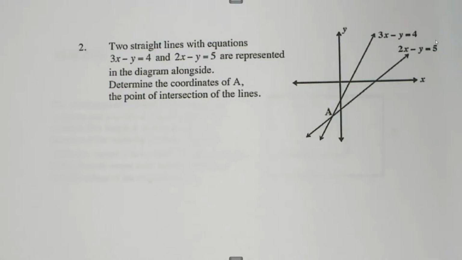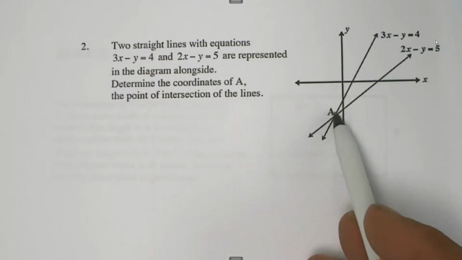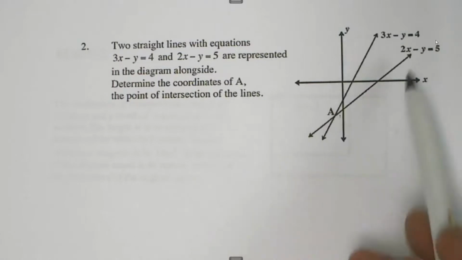Now, there are two straight lines with equations 3x minus y equals 4 and 2x minus y equals 5. They're represented in the diagram alongside. Determine the coordinates of A. Now, A can be determined by solving simultaneously for these two graphs.